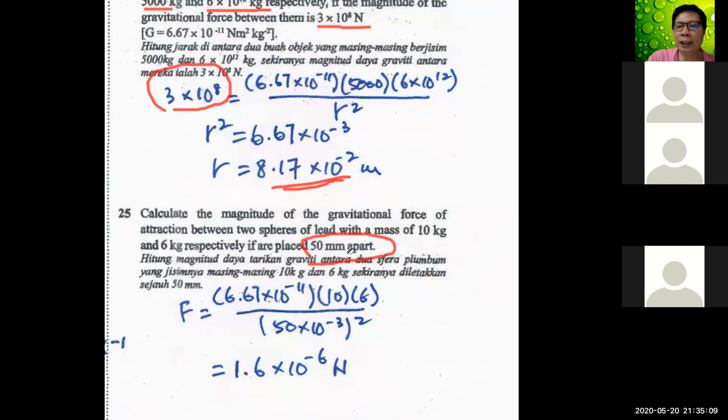Milli means 10 power negative 3. This is milli, okay? 50 millimeter. Milli means you times 10 power negative 3. Then you square the whole thing. Use a calculator, then you get this answer. 10 power negative 3 is milli. You want to change milli to meter, so you times 10 power negative 3.